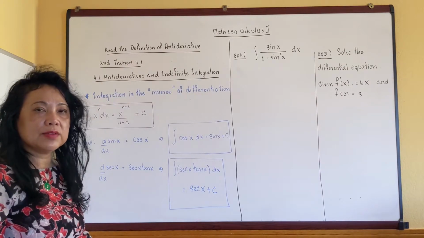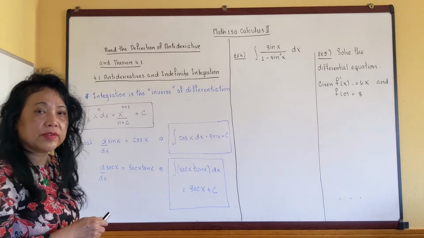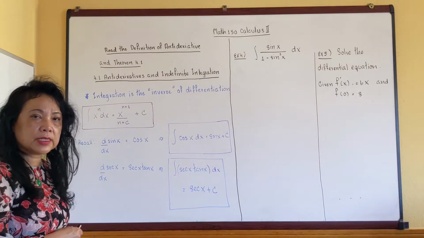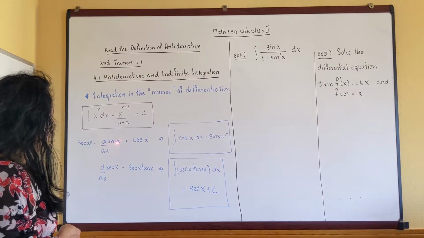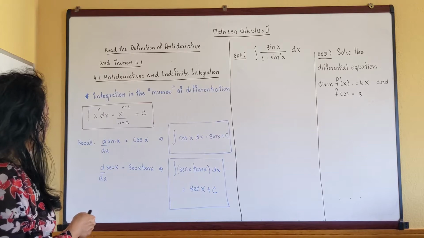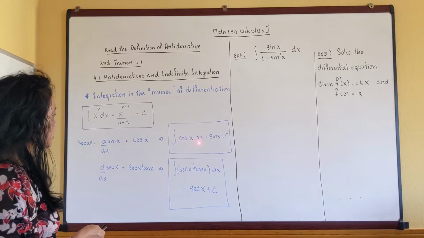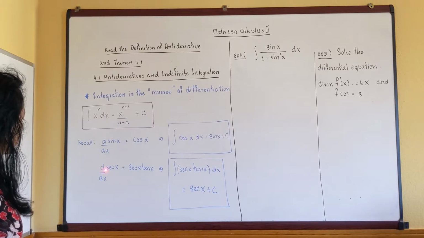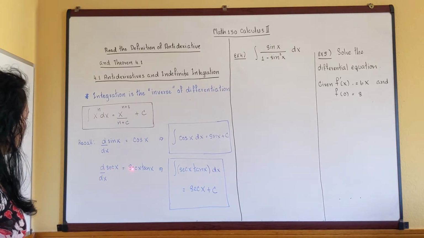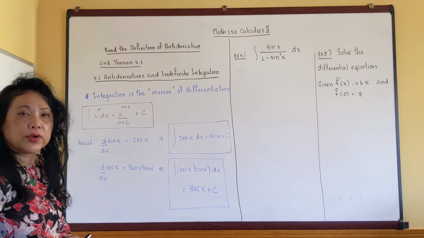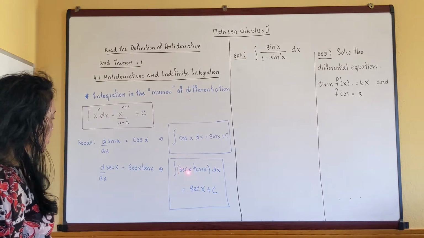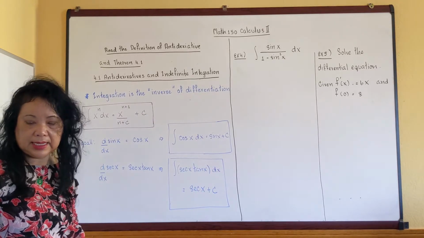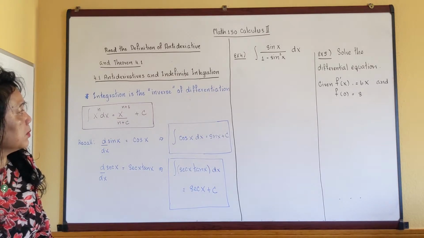Hi, let's go to our next example. Let's review some derivatives first. If you remember from the previous chapter, the derivative of sine is cosine. Obviously, if you take the integral of cosine of x dx, you're going to have sine of x plus c. Also, the derivative of secant of x is equal to secant of x tangent of x. So if you take the integral of secant of x tangent of x dx, you should have secant of x plus c. Now let's look at our example 4.